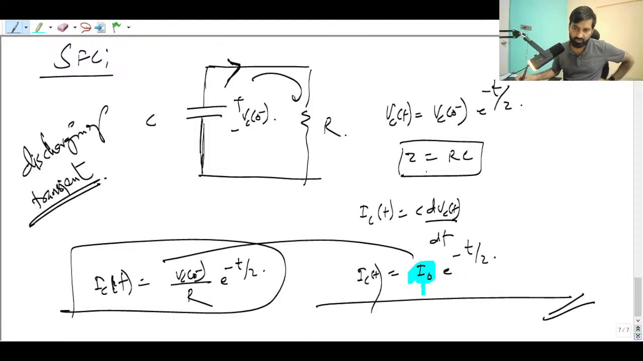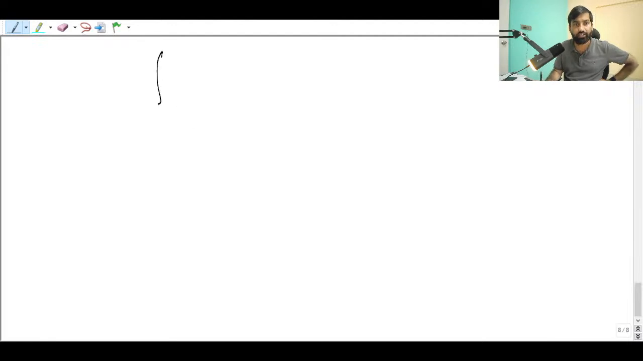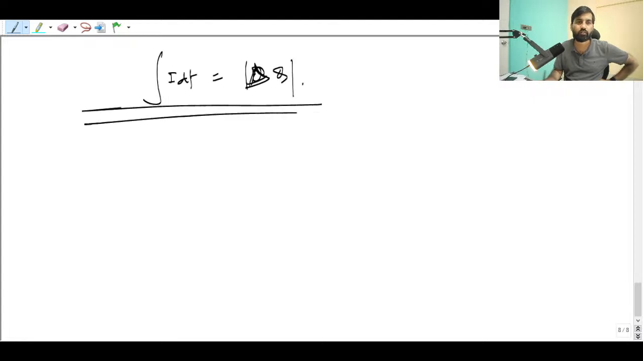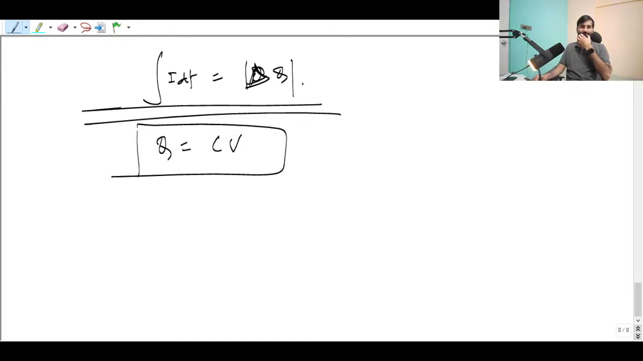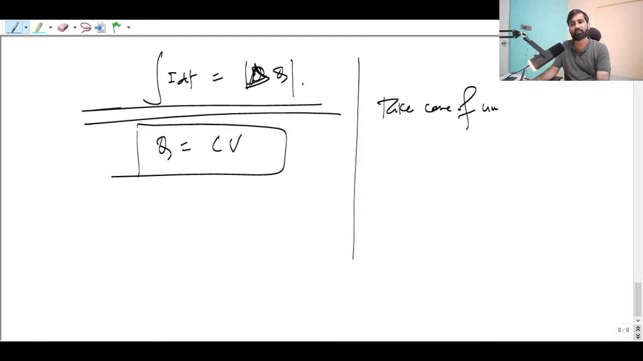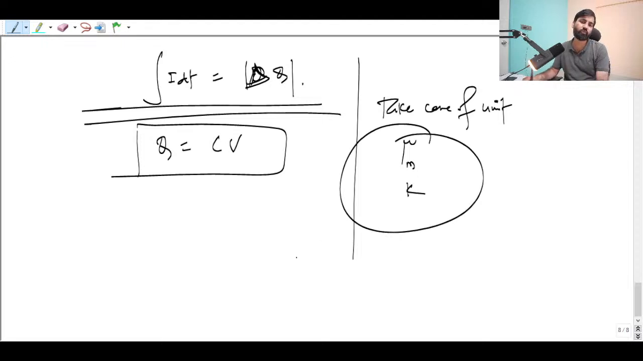You have to notice that the area under the current, integral of I dt, is nothing but the change in charge. And one more thing you have to remember is that Q equals CV. You should know all these equations, okay? There are many more things you have to understand, right? You have to take care of units: micro, milli, kilo, all these units you have to take care of, right?